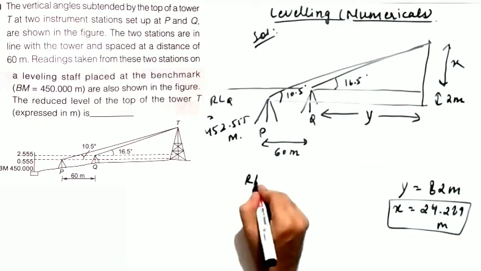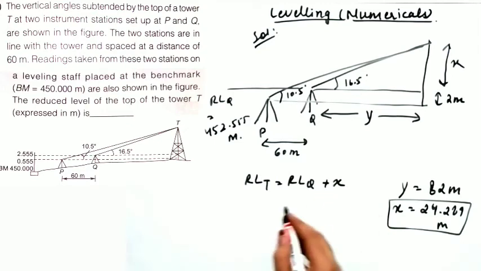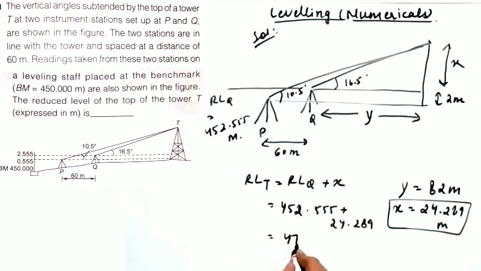The RL of tower T will be RL of Q plus X. So it will be 452.555 plus 24.289, and it will turn out to be 476.954 meters. This is the required RL of the tower T.